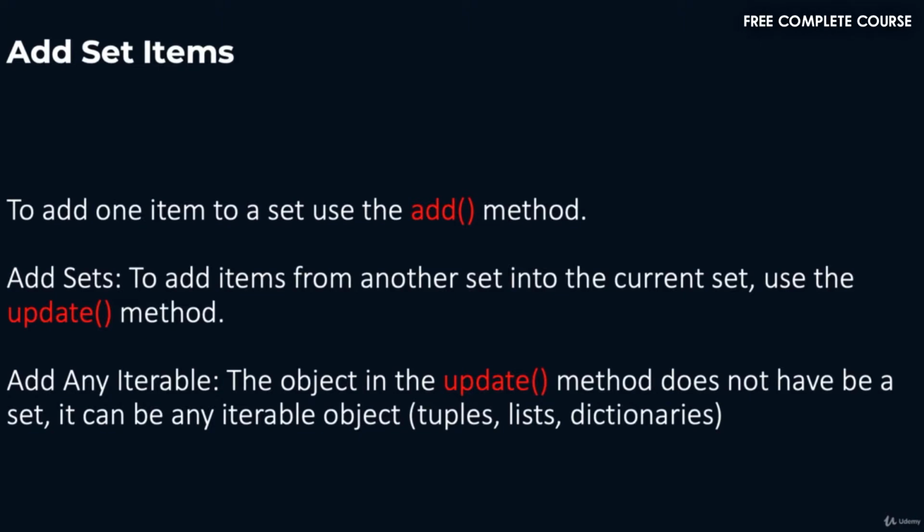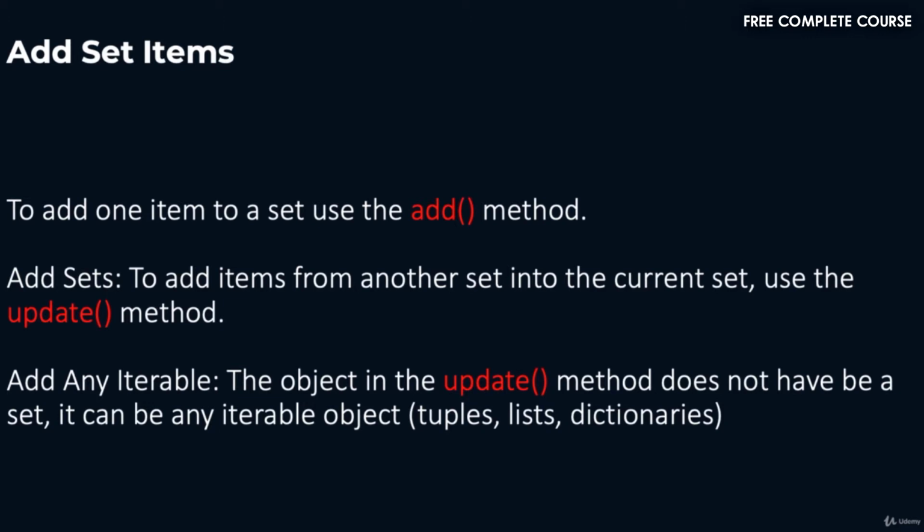All right, welcome back. So in this video, we're going to talk about how to add set items. To add one item to a set, use the add method. To add items from another set into the current set, use the update method. Add any iterable. The object in the update method does not have to be a set. It can be any iterable object, tuples, lists, or dictionaries as well.